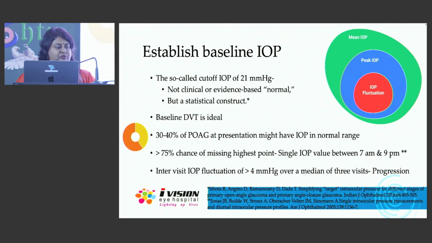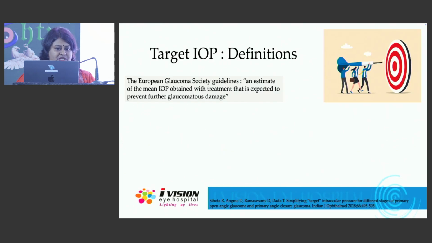Inter-visit IOP fluctuation of more than 4 millimeter in median of 3 visits is an independent risk factor for progression of glaucoma. So IOP fluctuation is very important. Target IOP is defined in many ways.